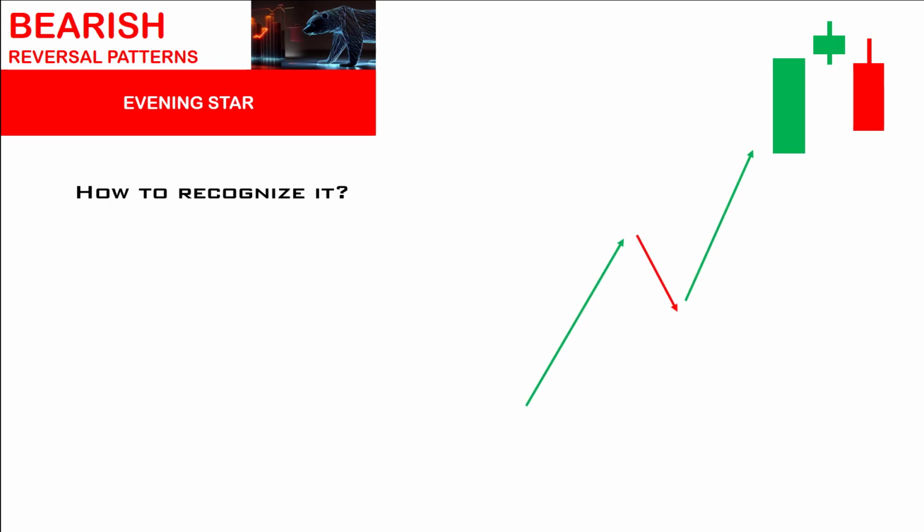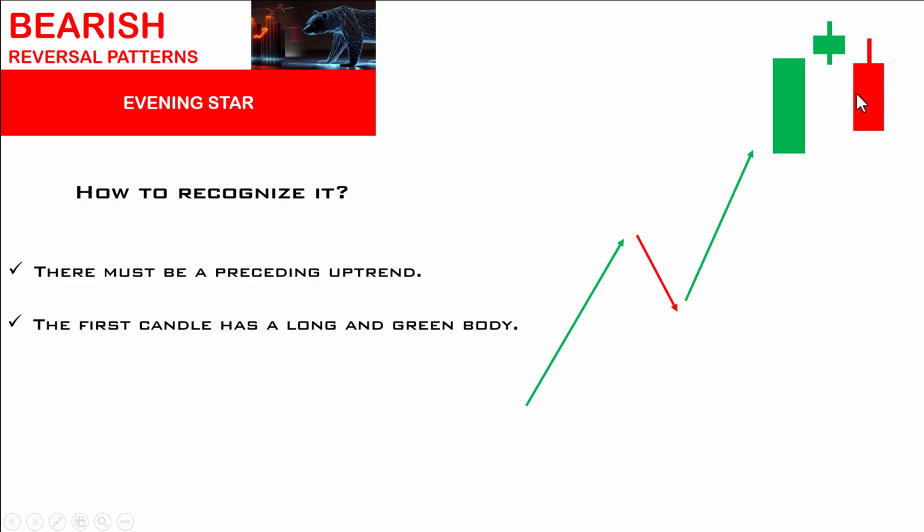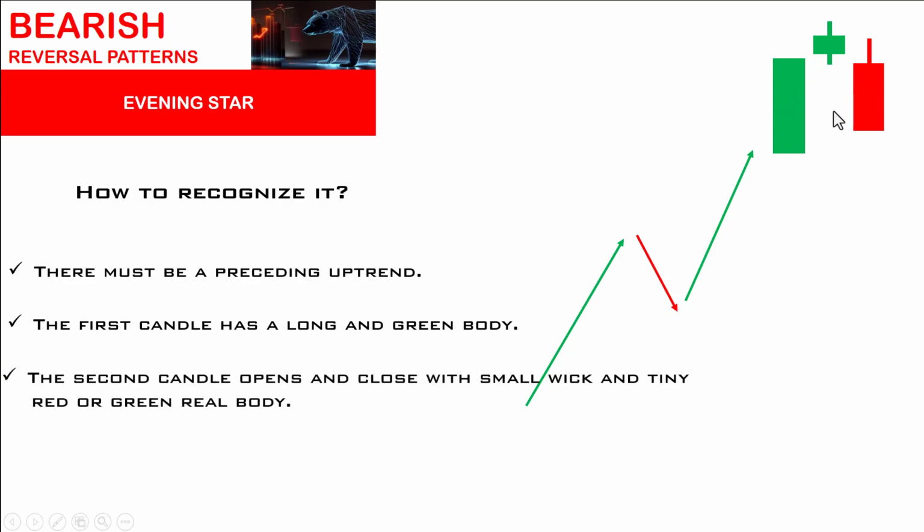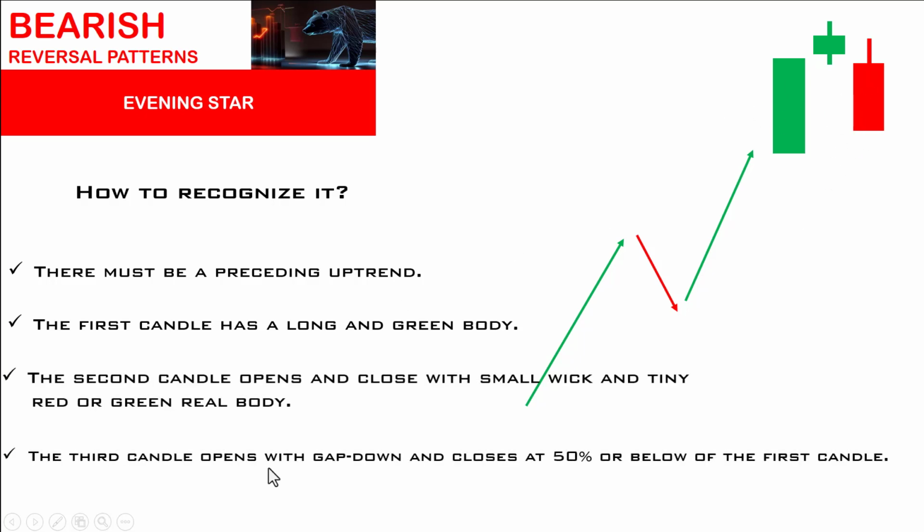Evening star. Evening star is just like a morning star, but this one is found at the top of an uptrend. There must be a long green candle followed by a small green or red candle, and then another red candle, and this red candle must close at least 50% into the green candle. So the top candle opens with a gap up and closes 50% or below of the first candle. That is an evening star. You are going to see more of evening star and morning star when you are trading, so you have to pay attention to it.